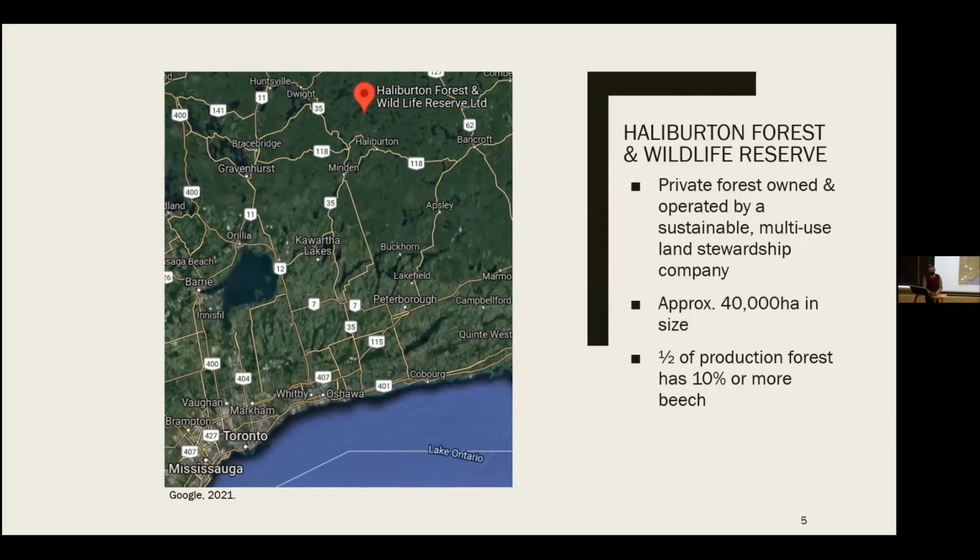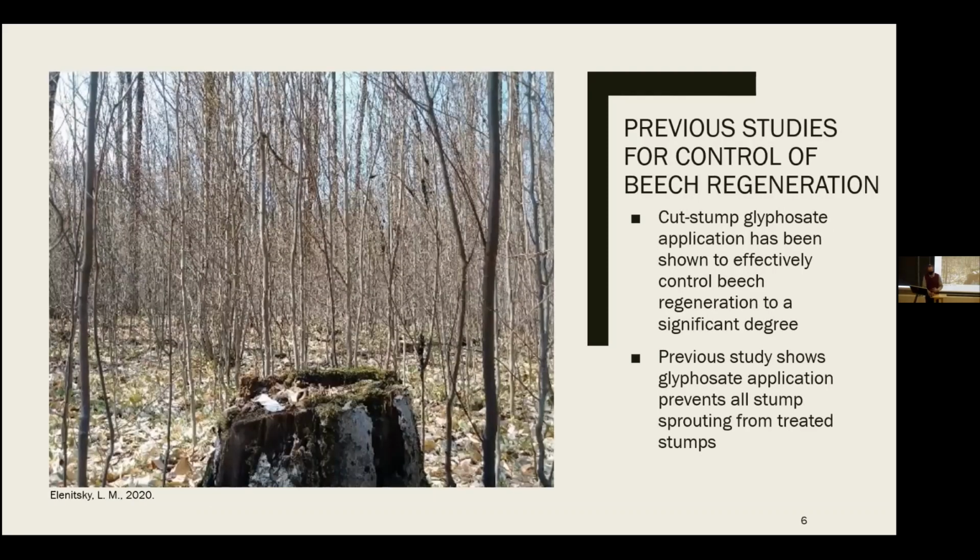Because beech represents such a high proportion of the canopy in the forest, and because of the impacts of beech bark disease, the managers at Haliburton Forest are very interested in how they can reduce the proportion of beech in the regeneration layer of the forest. Previous work studying how to limit beech regeneration with herbicides has been carried out. I just want to point out that herbicide use is in general frowned upon, and that any potential benefit should far outweigh any downsides that the herbicide use may present.